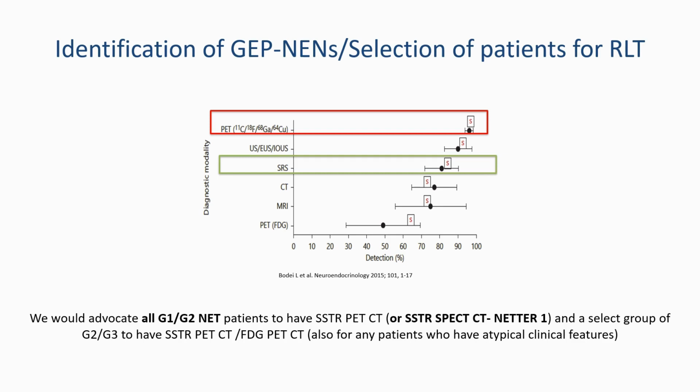So in fact, we would advocate all G1 and G2 NET patients to have a somatostatin receptor imaging modality, either PET or SPECT. And please do not forget that the NETTER-1 study was underpinned by octreotide scan, which is a SPECT CT scan. And if patients demonstrate high uptake on a SPECT CT scan, we can then go ahead and treat these patients. In a small select group of patients who have either G2 or G3 morphological disease processes, we can utilize FDG PET-CT to further characterize these patients, or any patient who has an atypical clinical feature.